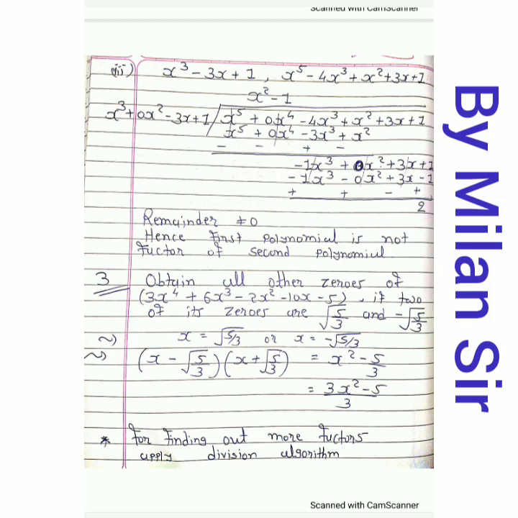Now we find the two brackets that we know. Here two zeros are given, root 5 by 3 and minus root 5 by 3. Zeros means the values of x for which p of x becomes 0. So x is equal to root 5 by 3 or x is equal to minus root 5 by 3. So our one bracket is like that: transfer this root 5 by 3 to the left hand side, that means x minus root 5 by 3, right?